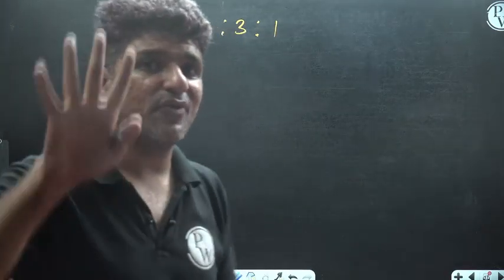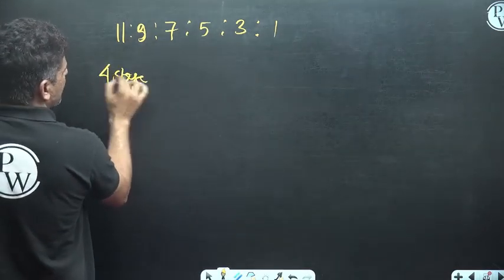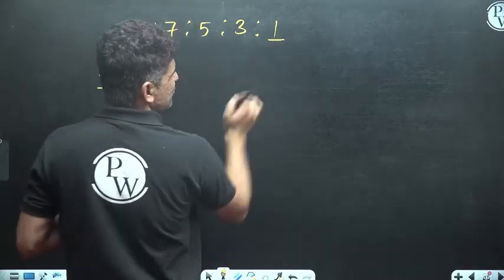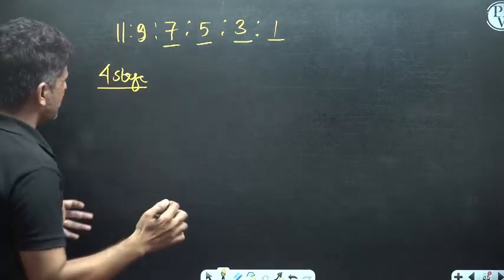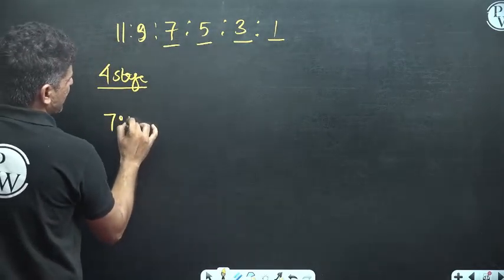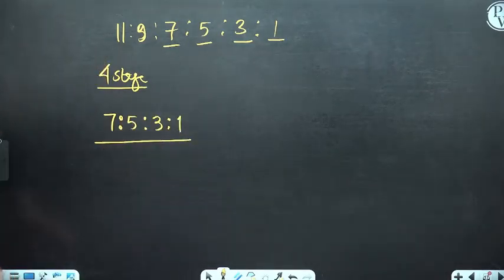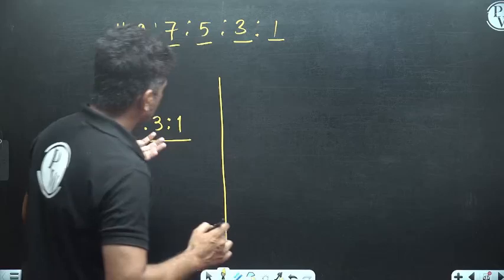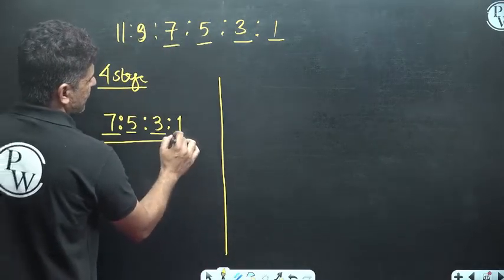Now suppose you have a 4-stage velocity compounded turbine. In the case of 4 stages, we have only 4 stages, so the last stage will be 1, the second last is 3, next is 5, next is 7. So the total power will be distributed in the ratio of 7 is to 5 is to 3 is to 1. This is how the power will be distributed. The total of the ratio is 7 plus 5, 12, plus 3, 15, plus 1, 16.